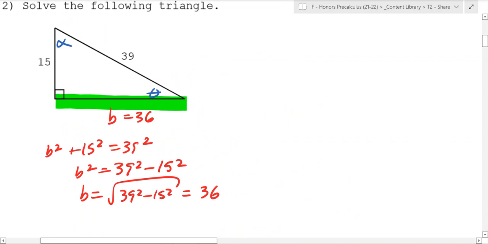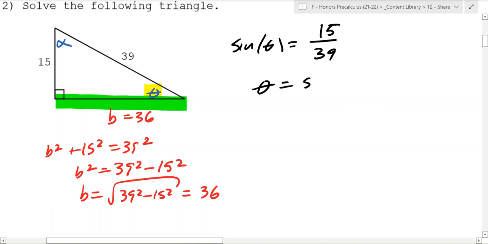So if we're going to find the angles, let's try to find theta here. If we do sine of theta, that's just going to be 15 over 39. So theta is going to be sine inverse of 15 over 39. Now that's not a nice trig value. You will use a calculator to do that, and you end up with 22.620 degrees.